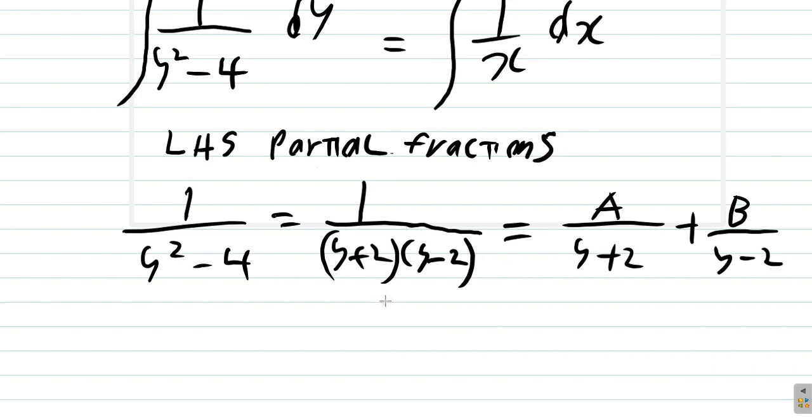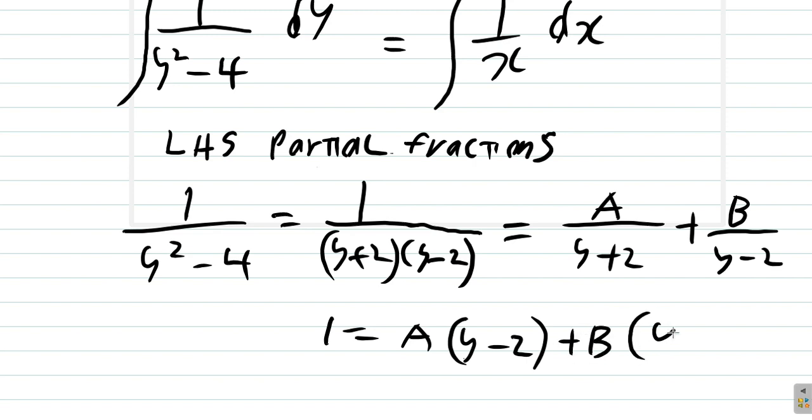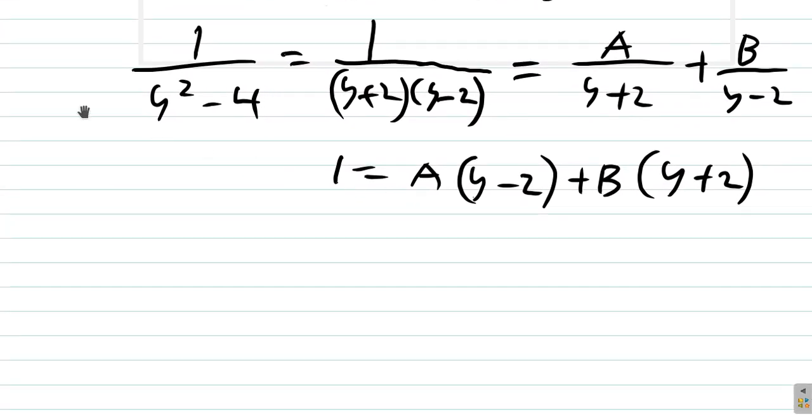Alright, suppose you multiply both sides by y plus 2, y minus 2. You would have 1 equal a, the y plus 2 would cancel itself, and you'd have y minus 2, plus b, and then you would have y plus 2 here. If you're not sure what happened a while ago, I suggest you write it down. Multiply both sides by y plus 2, y minus 2, and you see the cancellation, and you see exactly what happened, right? Alright, so what happens after this now?